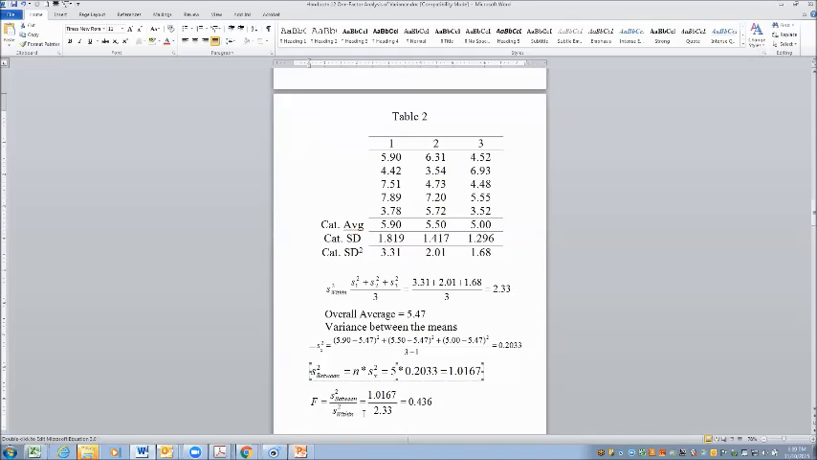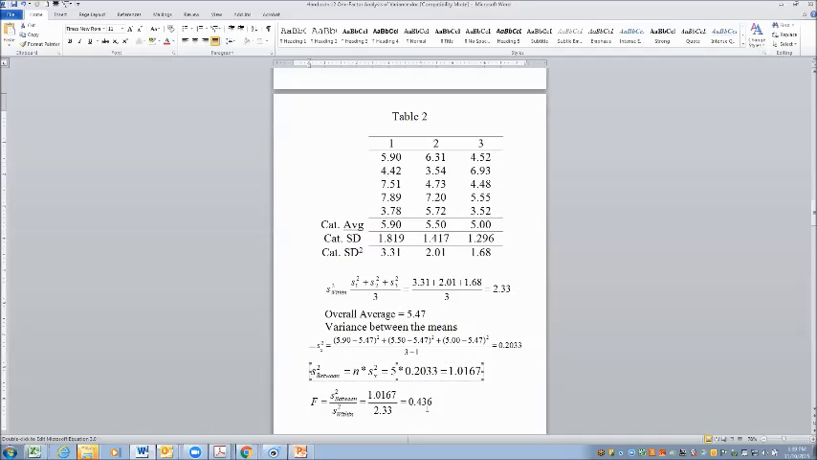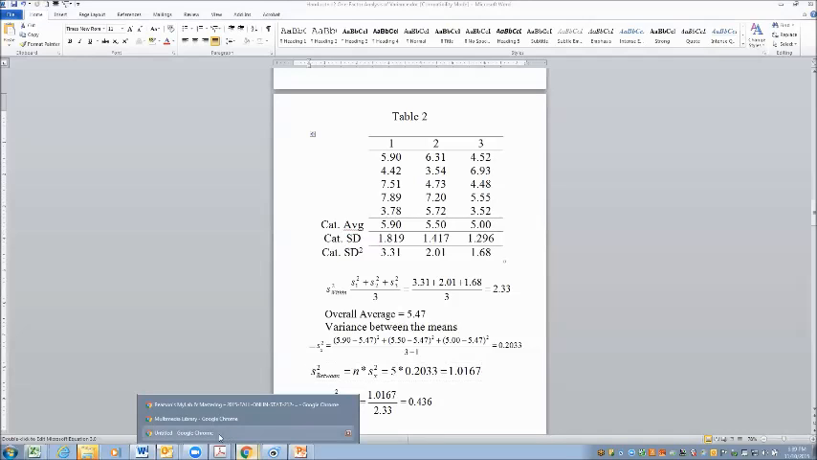So my test statistic would be 1.0167 over 2.33, which is 0.436. Turns out that this is a very small value. It's not going to be significant. As we surmised just by inspection, it's not going to be possible for us to tell the difference between these values. So let's do this example in StatCrunch.